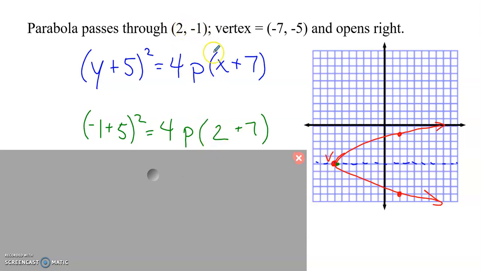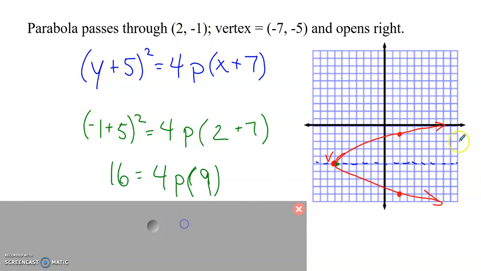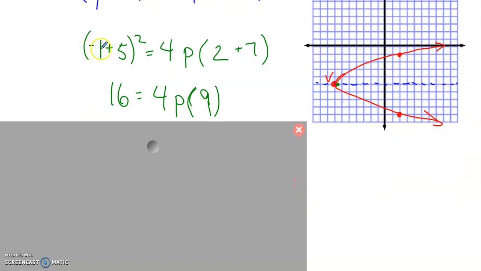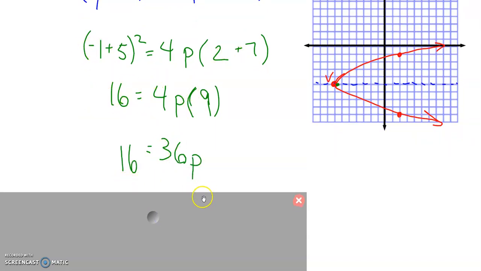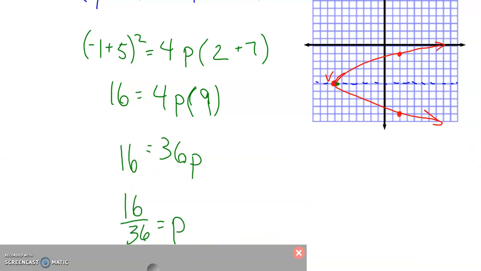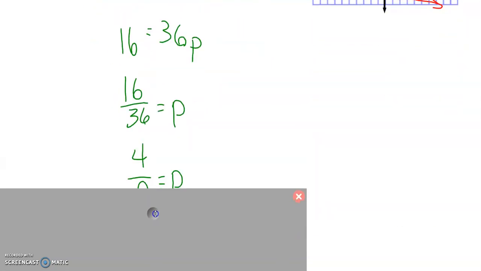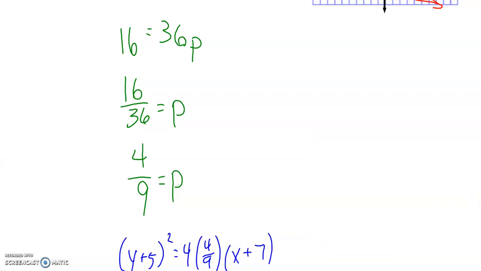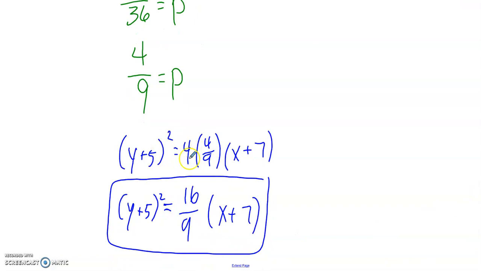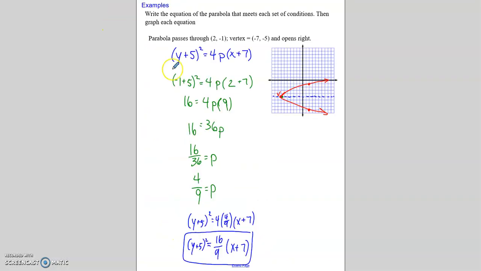So I know that when x is 2, y is going to be negative 1. So I plug in a 2 for x and a negative 1 for y, and then I have to solve. So that's 4 squared, that's 9, and then 9 times 4 is 36, so 16 is 36p, which means p is 16/36, also 4/9. Then I plug that in, and then simplify that by multiplying 4 times 4/9, and there's the equation for this parabola in standard form.